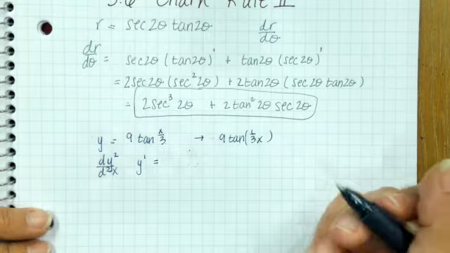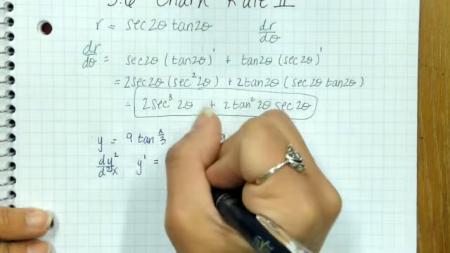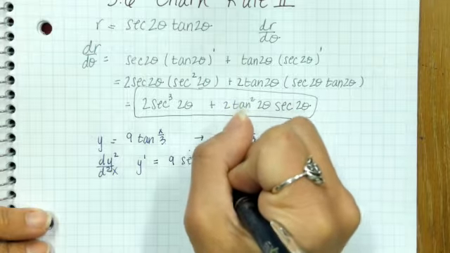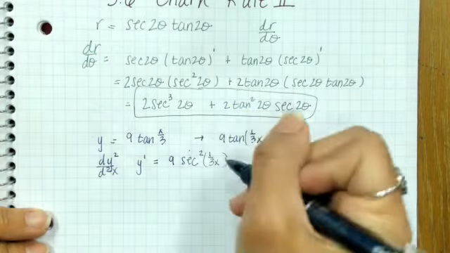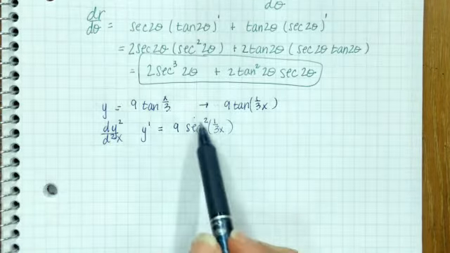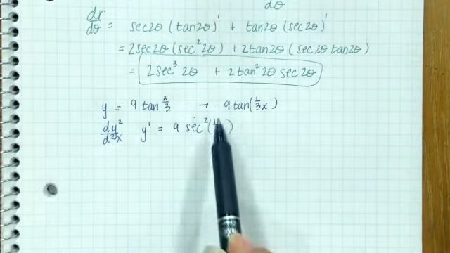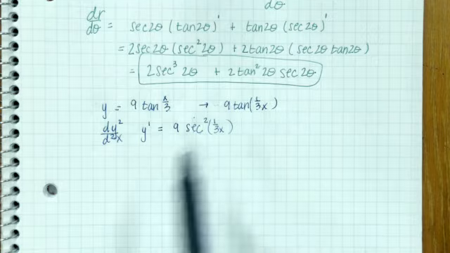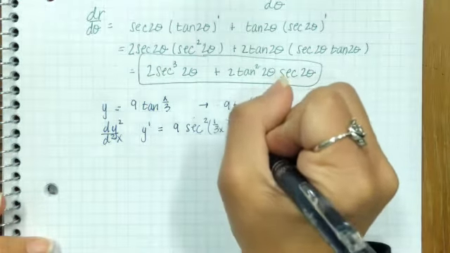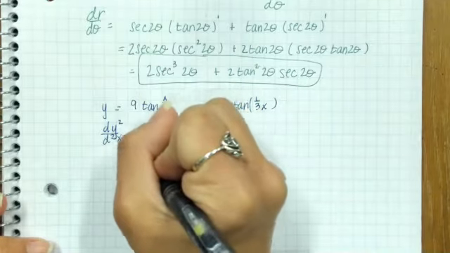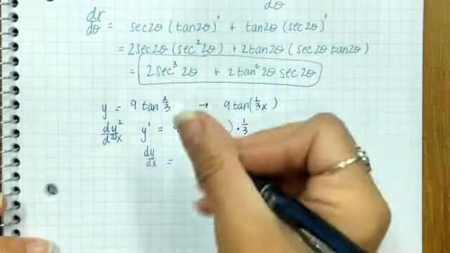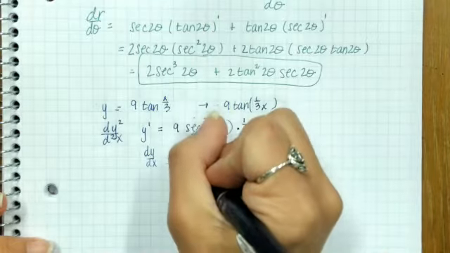The derivative of tangent is secant squared. This is the derivative of tangent x over 3, but you have 1/3 x, and the derivative of 1/3 x is 1/3. So essentially, dy dx is, 9 times 1/3 is 3, times secant squared of x over 3.